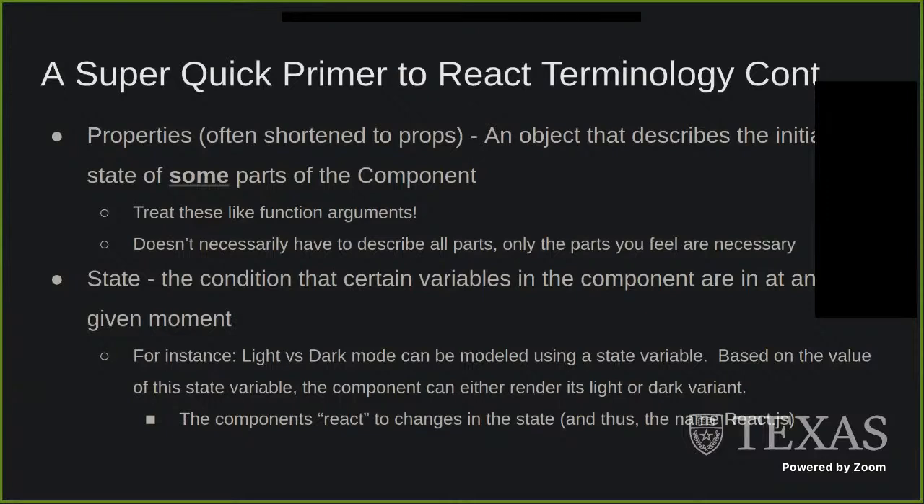And based on whether the switch is on or off, the app should be able to react to what the input is. So if you switch it on, that's basically saying I want to be in dark mode. You're going to have to write the code yourself for it, but all the components should use their dark mode variants. And if it's off, meaning I want to use light mode, then all the components should use their light variants. And just a fun piece of trivia: the components should react to changes in the state, and thus the name React.js. I know, very creative.